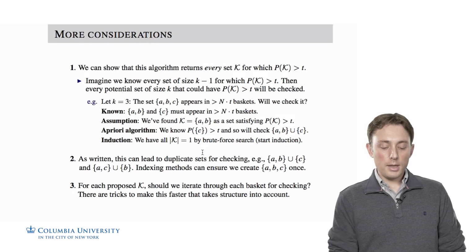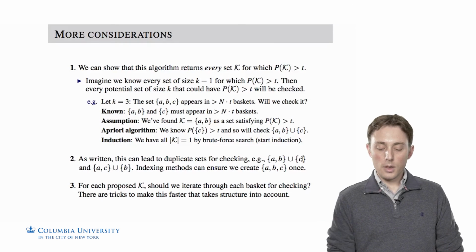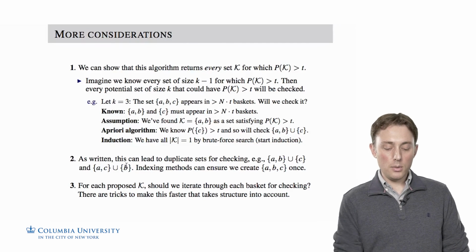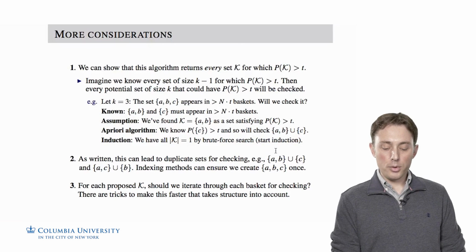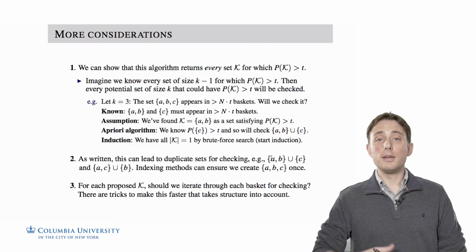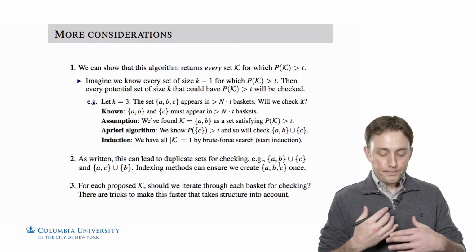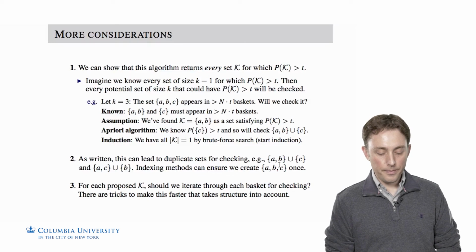I want to point out that as written, the a priori algorithm can lead to duplicate sets for checking. For example, if we have the set A and B and the set C, we can take their union. And also if we have the set A and C and the set B, we could take their union, but those two sets are the same. So we could actually, by the a priori algorithm, check these two sets as if they were different sets, when in fact they're the same set. So indexing methods can be used to make sure that we don't do this.